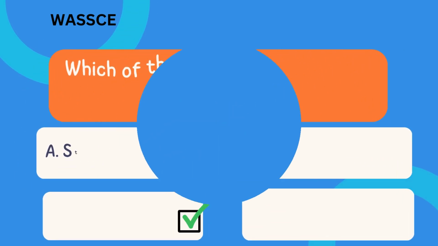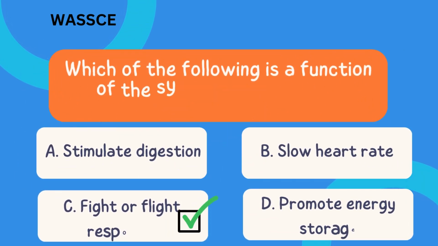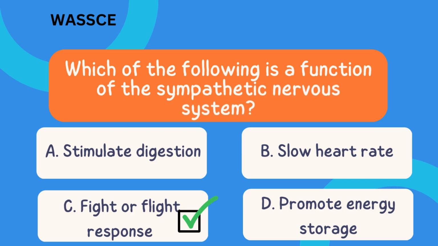The correct option is option C, fight or flight response. Remember, we said the sympathetic nervous system prepares the body for necessary action in time of emergency. It signals whether you should fight or take an escape route in a particular situation. Now, the other options, option A, option B, and option D are wrong because they are functions of the parasympathetic nervous system.